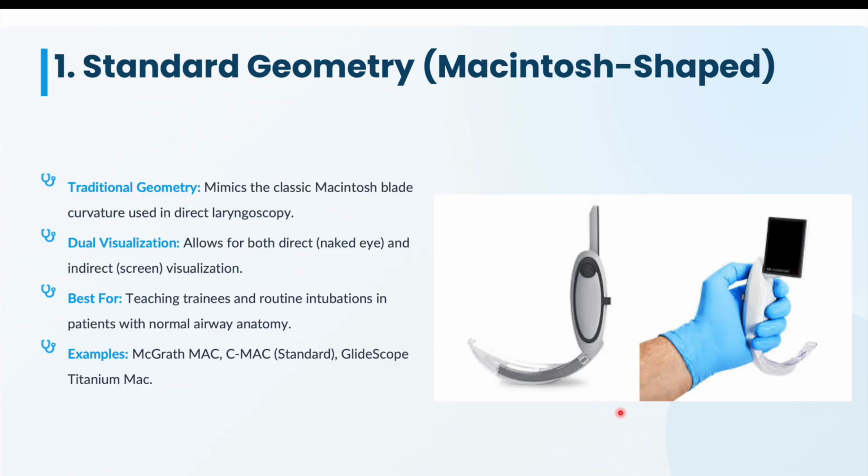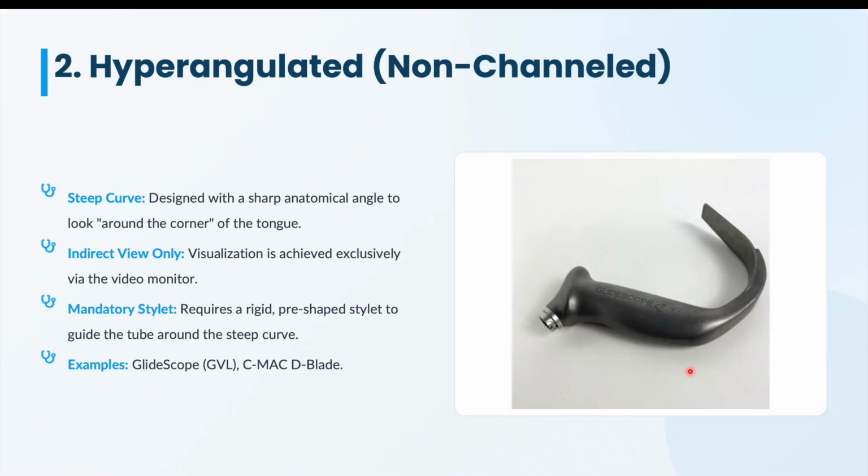So these are easier to operate and the learning curve is not too steep. Anyone who is experienced in direct laryngoscopy can try these video laryngoscopes. However, the disadvantage is the field of view might not be as good as the other video laryngoscopes, which we will see next. So next is the hyperangulated video laryngoscope, which is not channeled. One example is the GlideScope or C-MAC D-blade laryngoscope.